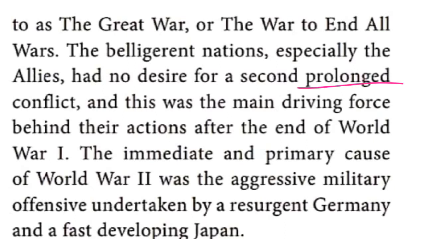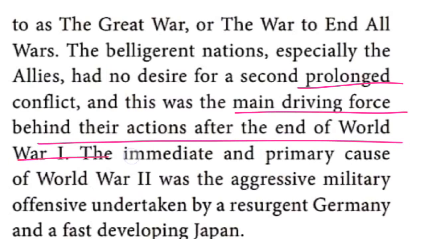And this was the main driving force, because these allies countries, Britain, France, United States of America, followed a policy of isolationism as well as non-intervention. They did not interfere. After the completion of the First World War, they established the League of Nations. After that, they did not mind anyone. Moreover, they thought, none of our business, why should we interfere in others' affairs? So this was the main driving force behind the actions after the end of World War I.